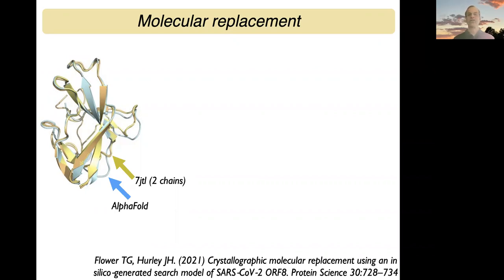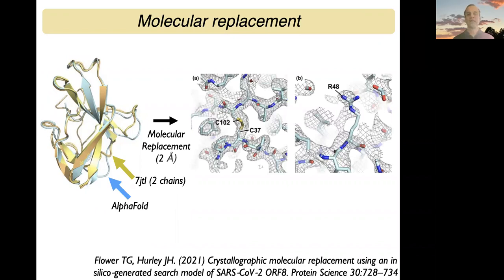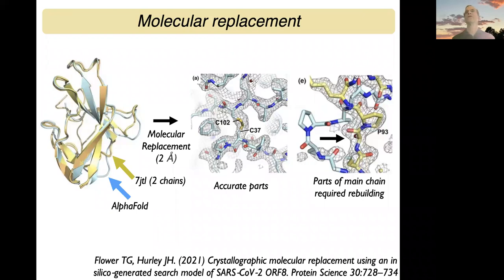They showed that you could take that model with molecular replacement in 2 angstrom data that they had, and parts of it are amazingly good, and parts of it are not quite so right, with side chains in wrong positions in a number of cases. And sometimes even the main chain needed rebuilding. So the message there again is AlphaFold models are great hypotheses.